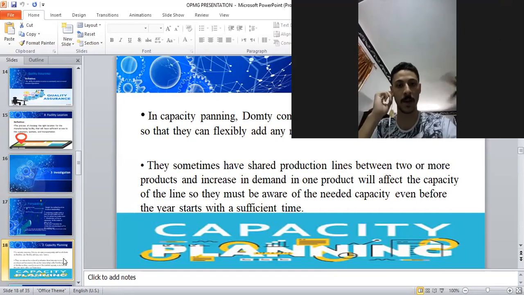The answer was that sometimes they share production between two products or more, so an increase in demand for one product will affect the line. So they must be aware of the needed capacity even before the year, with enough time, so they don't have problems in this process. The next one.